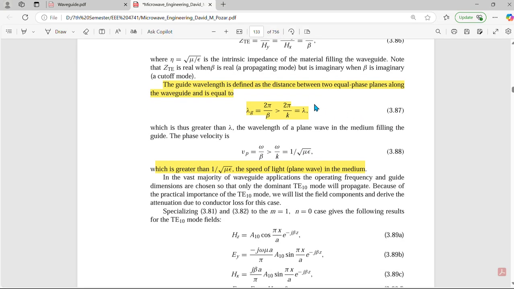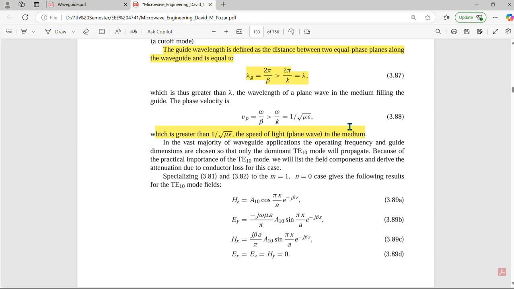The guide wavelength is defined as the distance between two equal phase planes along the waveguide. That means lambda z equals 2 pi by beta, and 2 pi by beta is greater than 2 pi by k, or lambda. This is the equation of the wavelength for the waveguide, and this is the equation for the velocity in the waveguide.